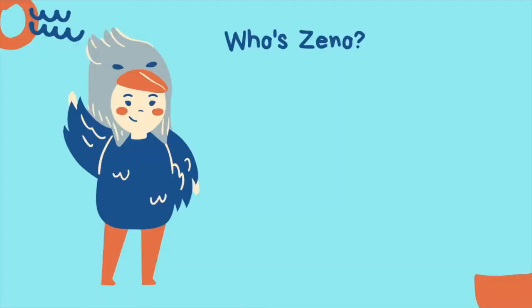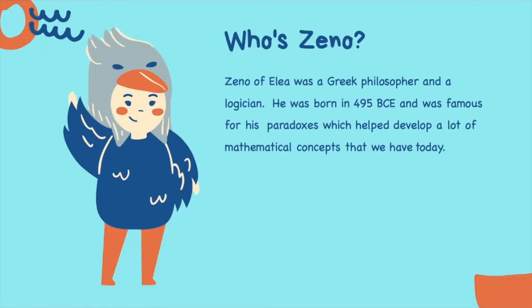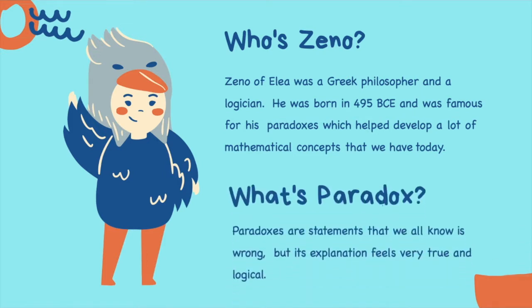Now, upon hearing the phrase Zeno's paradox, a lot of you might be wondering, who's Zeno? And what's a paradox? So, Zeno of Elea was a Greek philosopher and a logician. He was born in 495 BCE and was famous for his paradoxes, which helped develop a lot of mathematical concepts that we have today. On the other hand, paradoxes are statements that we all know are wrong, but whose explanation feels very true and logical.